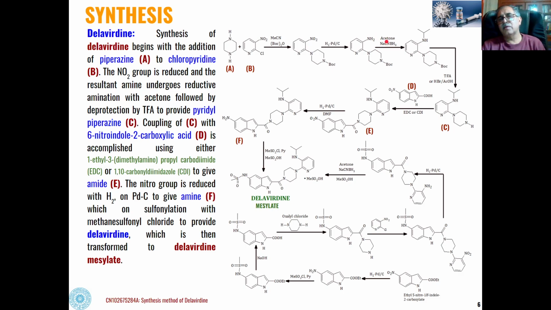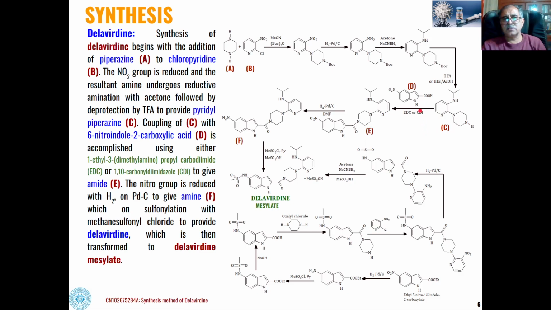Then this amino group reacts with acetone, followed by reduction with sodium cyanoborohydride. This primary amine is converted into a secondary amine. And then this protecting group is removed when this is reacted with trifluoroacetic acid or HBr in acetic acid. Then hydrolysis of this BOC will take place, and the deprotection of this nitrogen will take place, and this will again become a secondary amine.